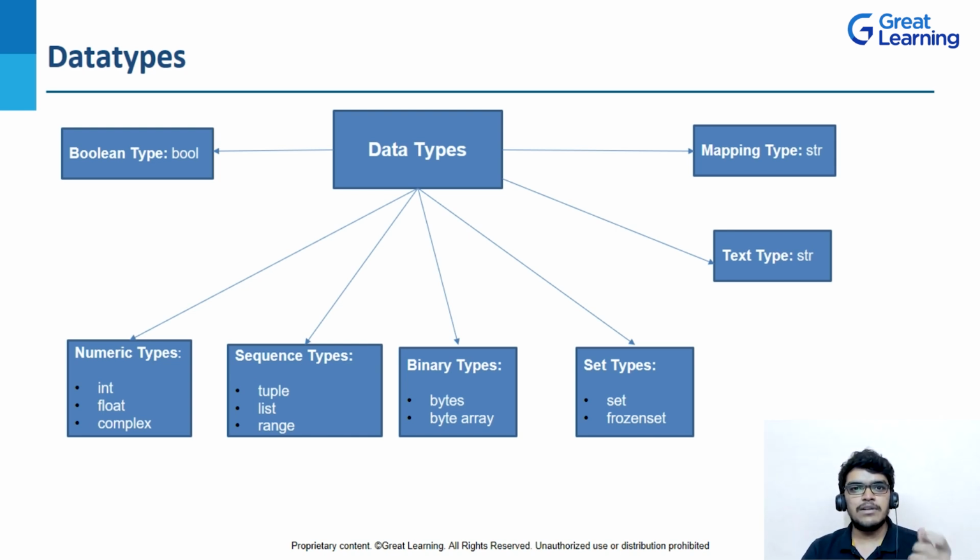So we have several built-in data types in Python, starting from Boolean type, we have numeric types, sequence types, binary types, mapping type, text type, and set type. In numeric type, we have integer, float, and complex. In sequence types, we have list, tuples, and range. Similarly, for mapping type, we have a string. And for Boolean type, we have bool. So now let's see these data types in a coding example.